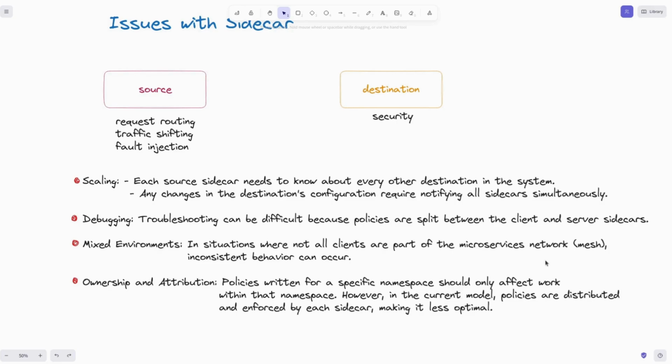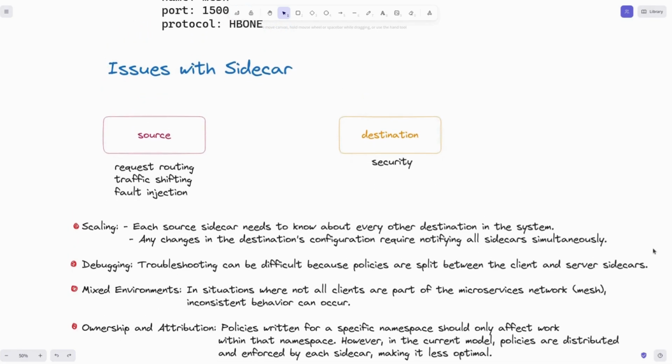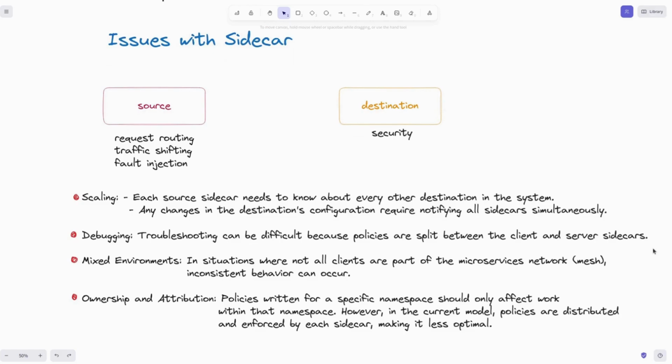And even in a mixed environment where you're working with a part of microservices which is not in the service mesh, there could be a lot of inconsistent behavior happening. Because the policies are not applied to a specific sidecar, the sidecar doesn't exist altogether in non-ambient, non-mesh deployments, it's going to cause a lot of trouble and it might cause some unrequired traffic flow. The ownership and attribution is also affected as the policies are not written specifically for the namespace. They are being managed by the sidecar itself, causing it to be less optimal and very tough to manage.